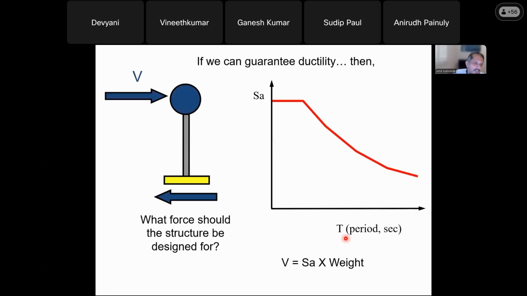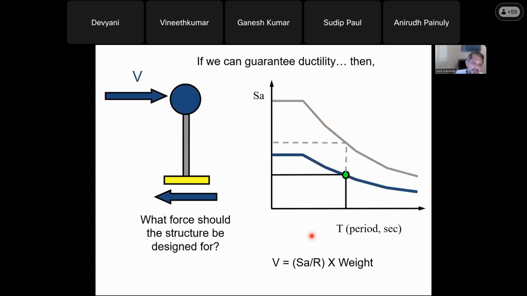So, coming back to what force we design the structure for. Remember, we were talking first about designing the structure for SA times the weight. However, now, knowing that the structure is ductile, we can get a tremendous discount on how we design the structure. And this discount is the so-called R factor. In other words, rather than designing a structure for the full strength, we now design the structure only for a fraction of that strength. That's the R factor.